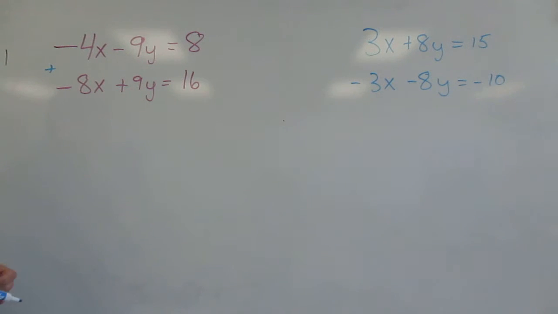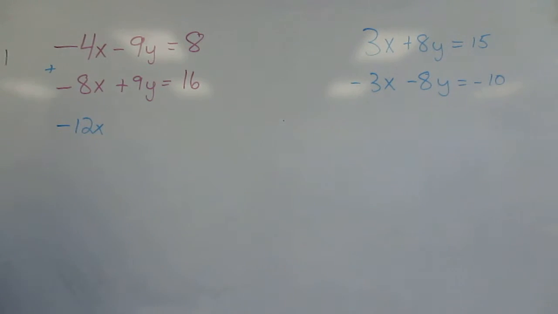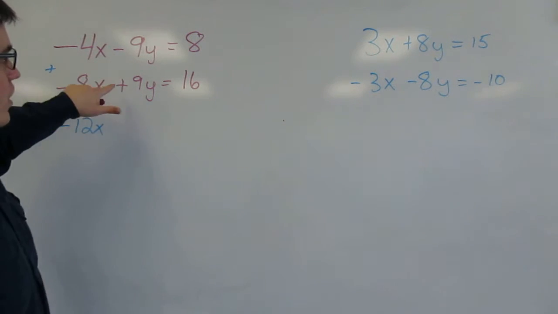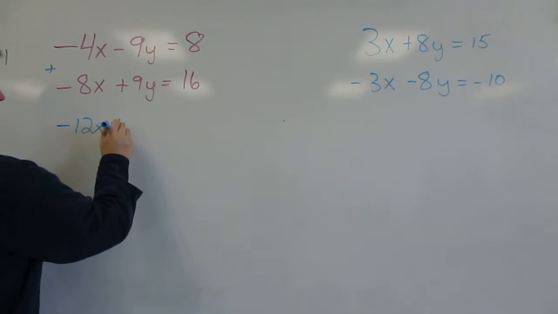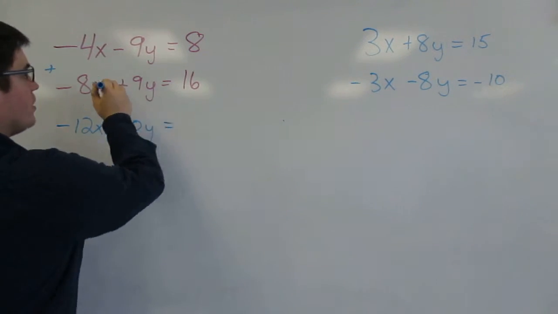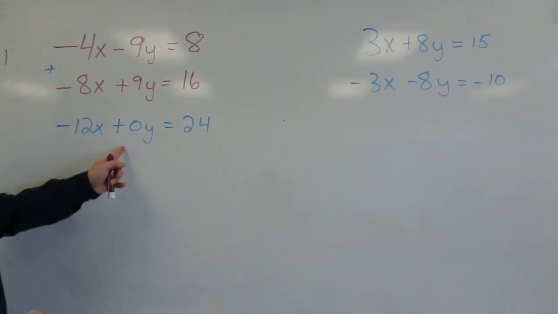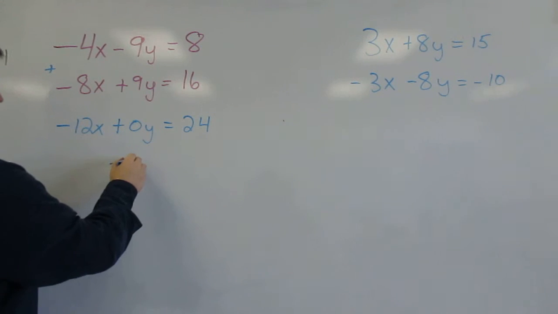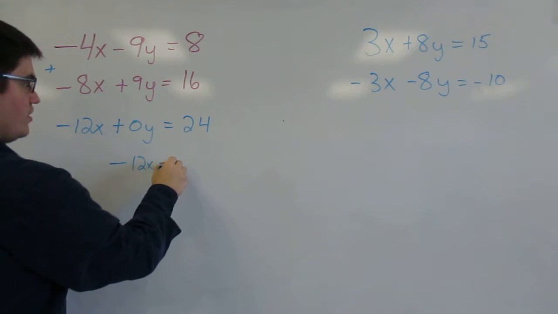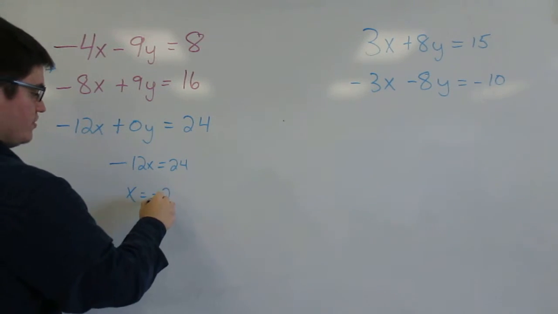Negative 4x plus a negative 8x gives me a negative 12x. Negative 9y plus 9y gives me a 0y. 8 plus 16 is a 24. Anything times 0 is 0. So negative 12x equals 24. x equals negative 2.